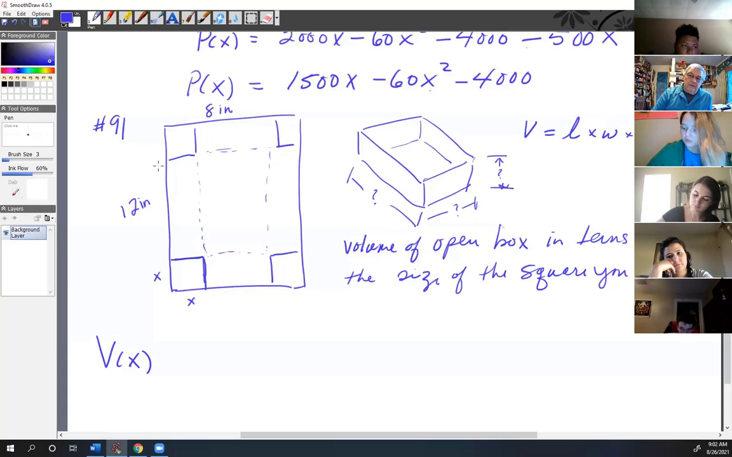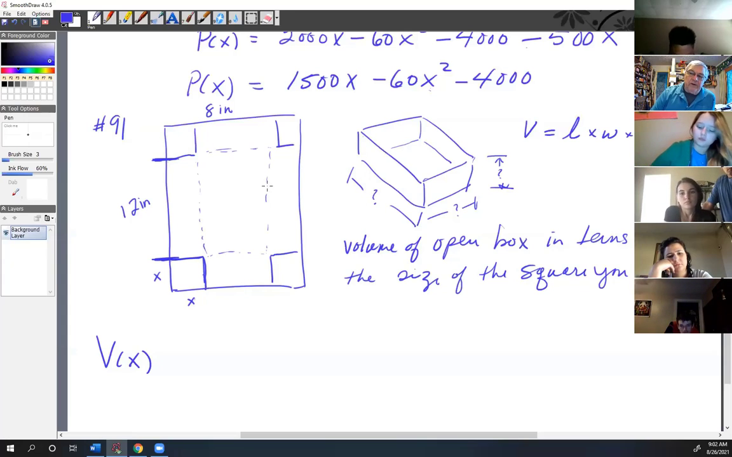2. Would it be from here to here? Would that be the length? No. Wait, you mean for the box right here, or for the cube, or the rectangular prism? Which one? Well, the answer is the same.